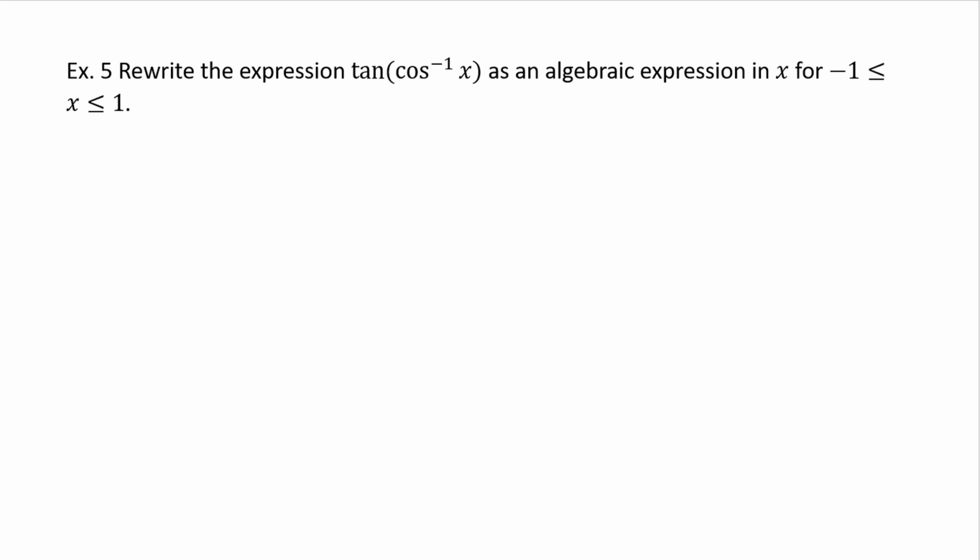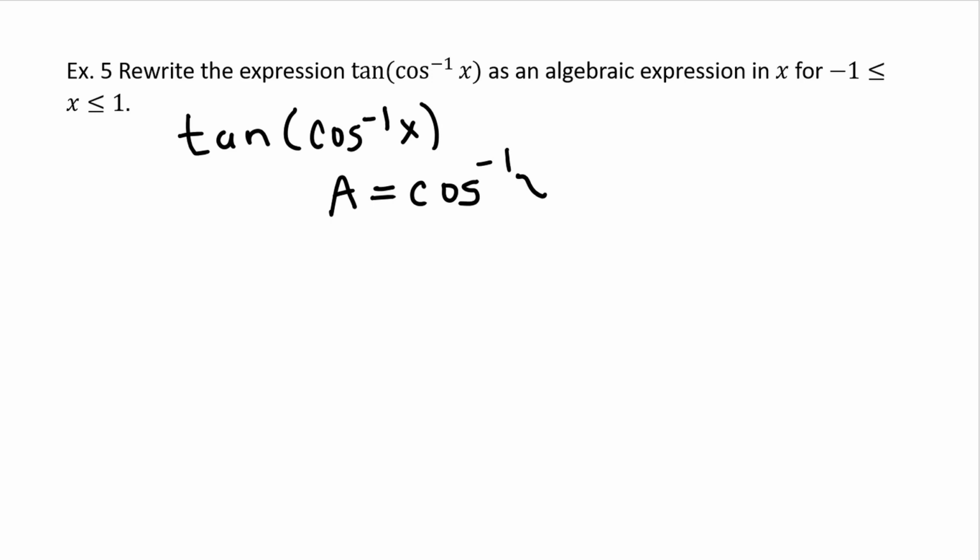Rewrite the expression, the tangent of the cosine inverse of x, as an algebraic expression in x for x between -1 and +1 inclusive. Let's see. We have the tangent of the cosine inverse of x. Let's work from the inside out, and I'm going to rename the cosine inverse as a. So a is equal to cosine inverse of x. Then applying the rule for inverse functions, we can make this so that cosine of a equals x.